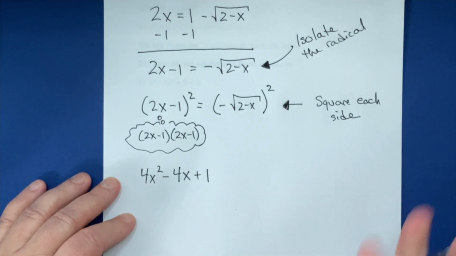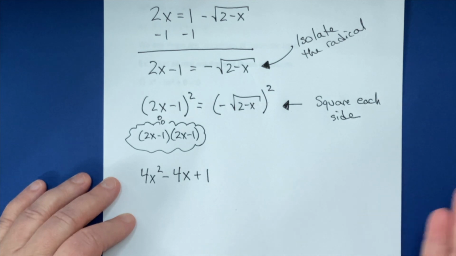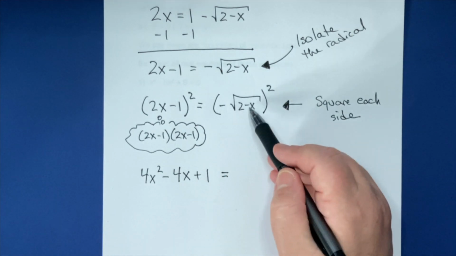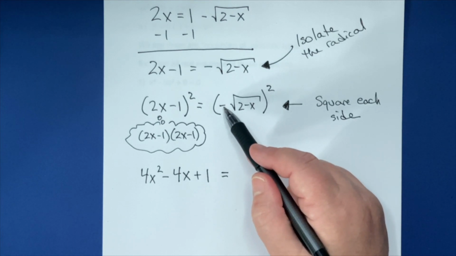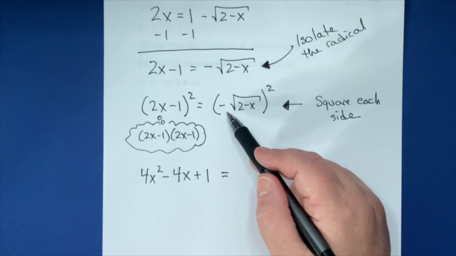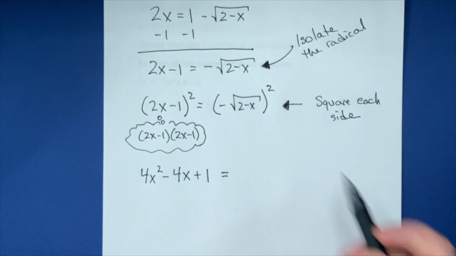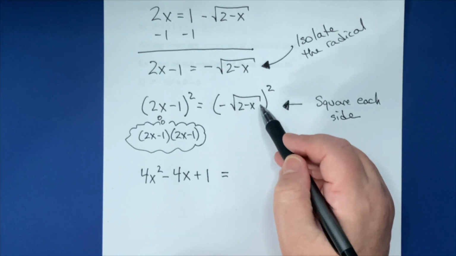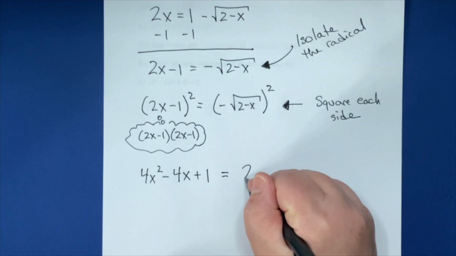Go ahead and pause the video if you need to. Double check that you understand where they came from. If you don't, ask me, ask a tutor, right? And then over here, now we're actually squaring two different things that are multiplied together. We've got a negative here, which is a negative 1. And that squared is just a positive 1. And then we're also squaring the square root, which ends up being just the 2 minus x.